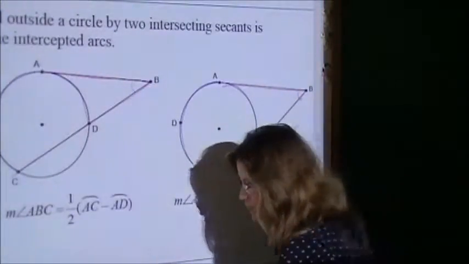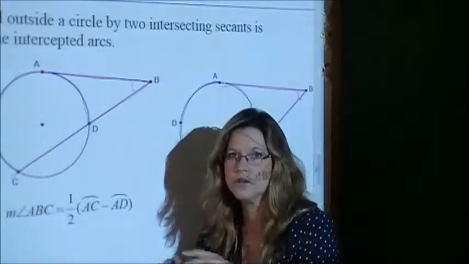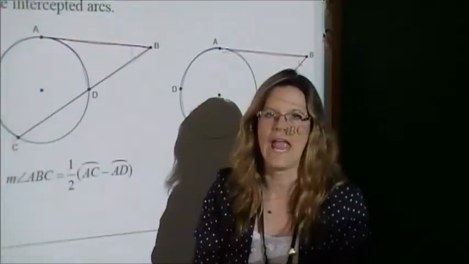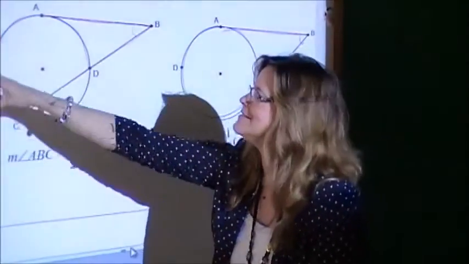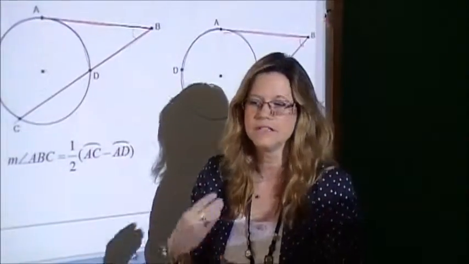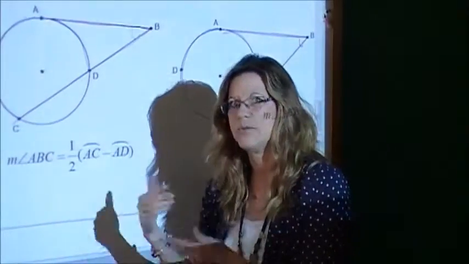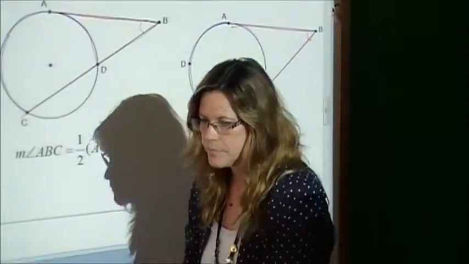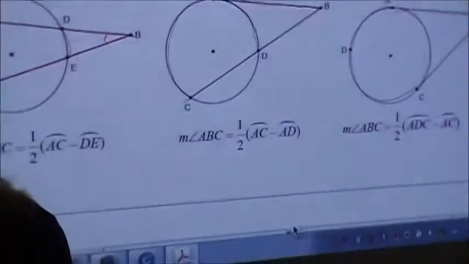So remember in the other formula, the angle was inside the circle. If you're inside the circle, you've been added to your circle of friends. This angle's outside the circle. You've been subtracted away from your group of friends. That's how it helps me to remember which one you add and which one you subtract. All right, so that's the formulas.